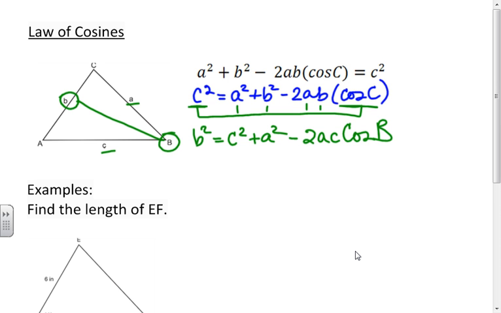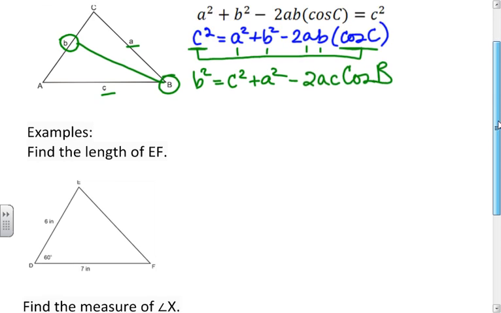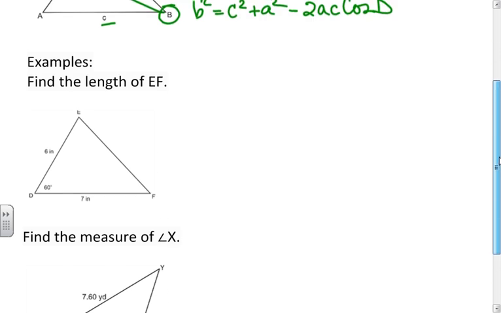So if you know all 3 sides, you have to use the law of cosines. If you know different combinations depending on what you want to find, you may have to use this. So let's look at how it works.